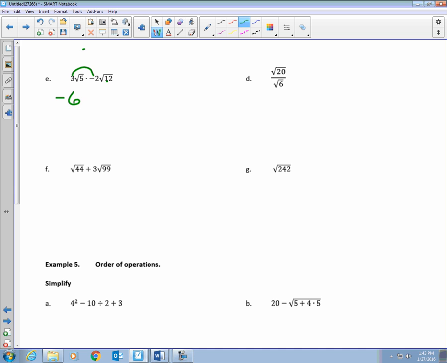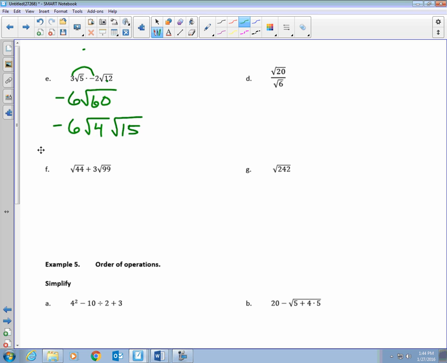So 5 times 12 is 60. Now the question is, can you simplify or reduce the square root of 60? Is there a perfect square that divides evenly into 60? 10 goes in 6 times, but neither 10 is a perfect square, nor is 6 a perfect square. What number goes 4 times into 60? 15.